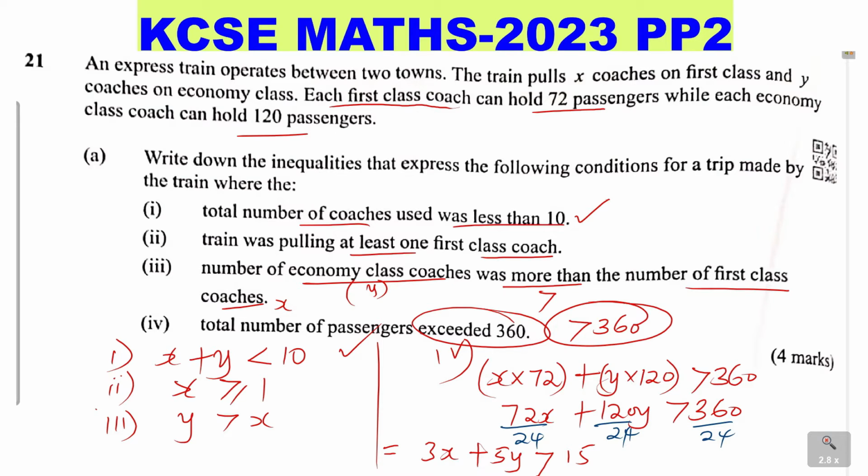So now we have all the inequalities. The first one is here, the second one, the third one, and the fourth one. After doing that, we proceed to the next part of the question.